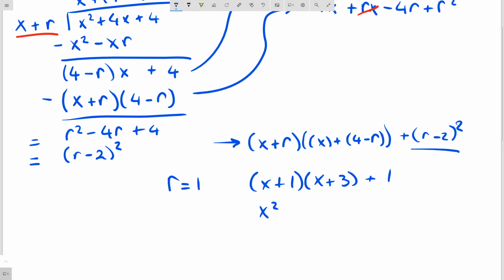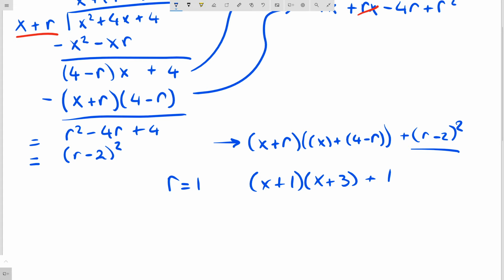Yep, that's right. So that is for r is equal to 1. It would look like this here, and that would resemble completing the square in a way, but really it's not completing the square, because if you were completing the square, you'd just get basically x plus 2 squared, because it is factorizable.